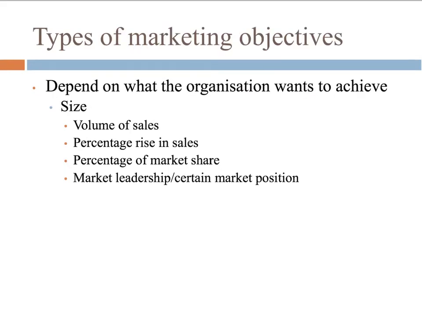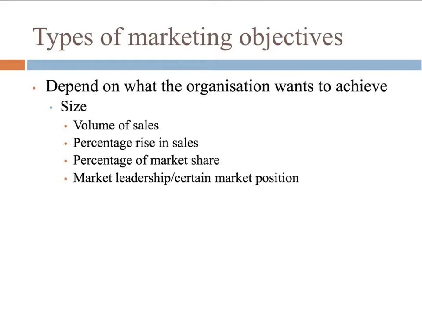So what are the different types of marketing objectives? Well, overall, it depends what your organisation wants to achieve, but they can be categorised in a number of ways. So the first one we'll look at is size. So size can be measured by sales or market share. So remember, that's value or volume. So a business might set a specific level of sales volume.